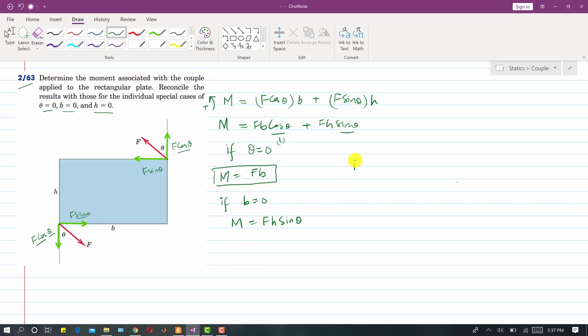And if h is equal to 0, then this term will become 0 and this one will be left. So we will have moment equal to Fb cos of theta. So this is the solution of this problem for these three different cases, right? And this is the general equation of that couple.